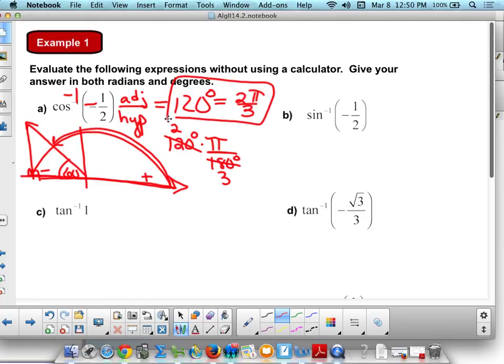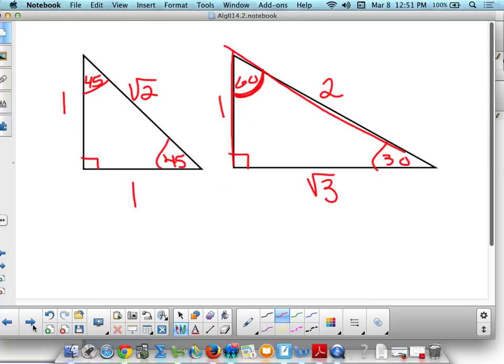Inverse cosine of a ratio gives you an angle. You get angles today. Next up, take inverse sine of negative 1/2. Is that negative? Yes. Inverse sine of negative 1/2 will be an angle. Let's go find it. Which one creates a 1 over 2?